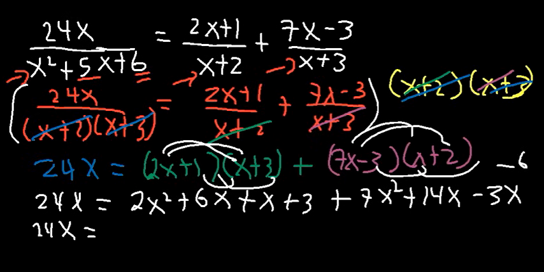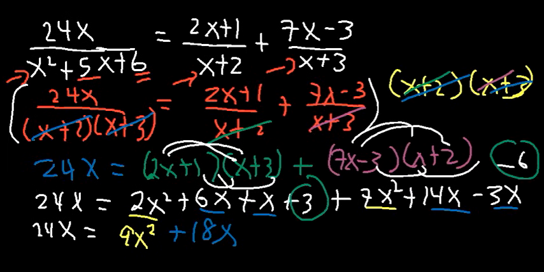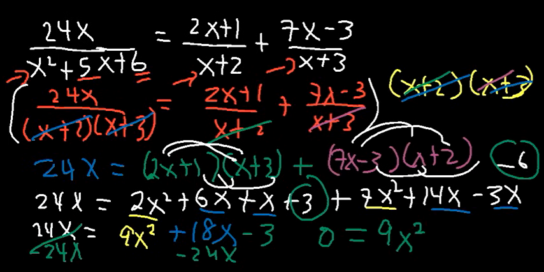So now let's combine like terms. 2x squared and 7x squared, that's 9x squared. And 6 and 1 is 7. 14 and negative 3, that's 11. 7 and 11, that's 18x. And then here we have 3 and negative 6, which is negative 3. So now we're going to subtract both sides by 24x. So what we now have is 0 is equal to 9x squared minus 6x minus 3.